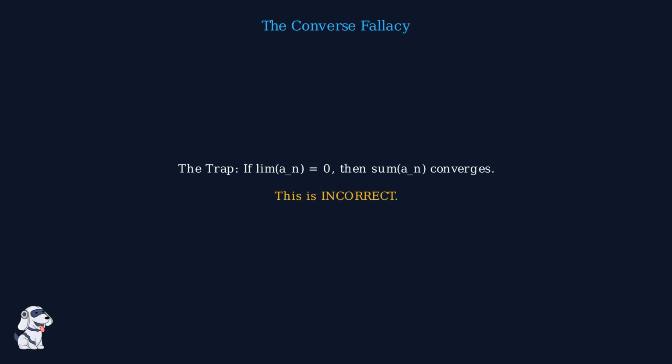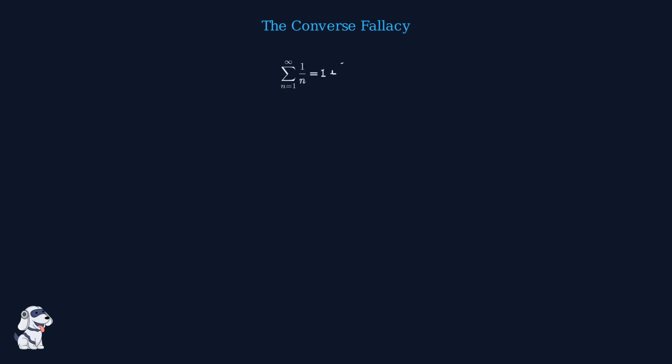A common mistake in calculus is the converse fallacy. Students often assume that if the terms of a series approach 0, the infinite sum must converge. This logic is fundamentally flawed. Consider the harmonic series. As n grows, the terms 1/n clearly approach 0. It is easy to be fooled into thinking this means the series has a finite sum.